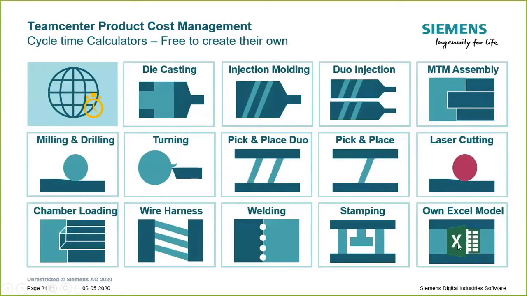But here we have, as you can see, forecasting for injection molding, for assembling, for machining, pick and places for PCB boards, laser cutting, chamber loading, wire harness, welding, and stamping. All of these cycle time calculators support users with theoretical cycle times based on the properties of the geometry and the material used by the product. All this will vary depending on the machine you select. You can have the same product with the same geometry, with the same substance, but two different machines delivering different cycle times. So all this can be checked.